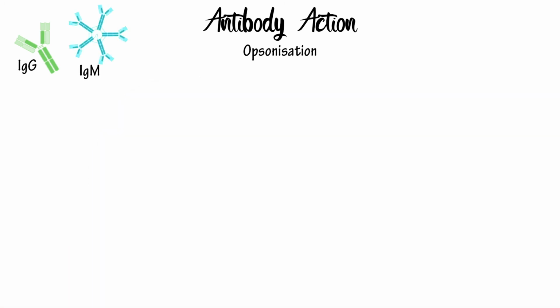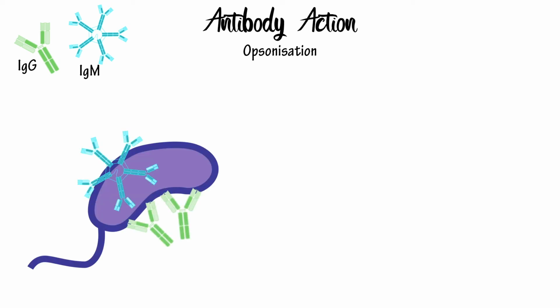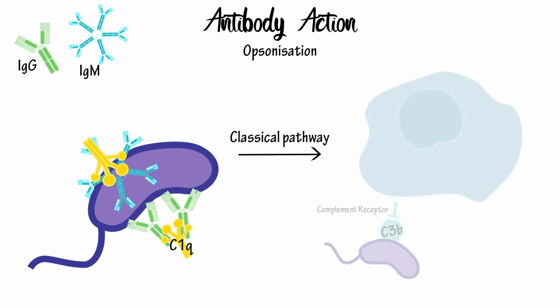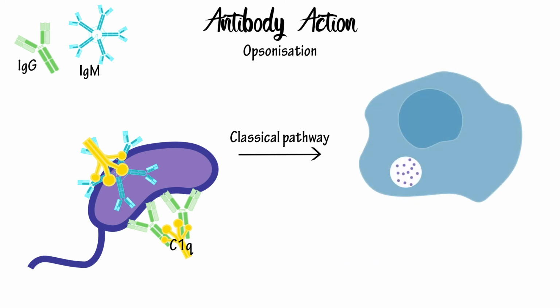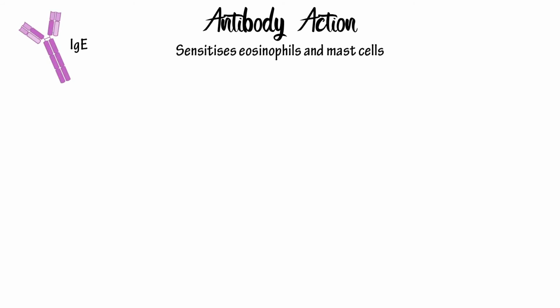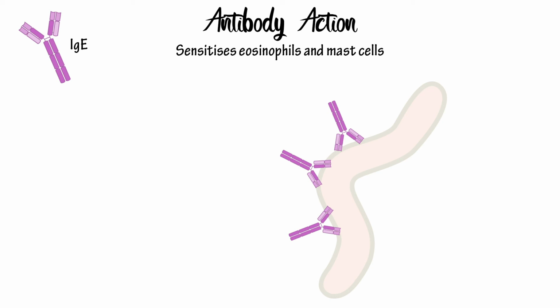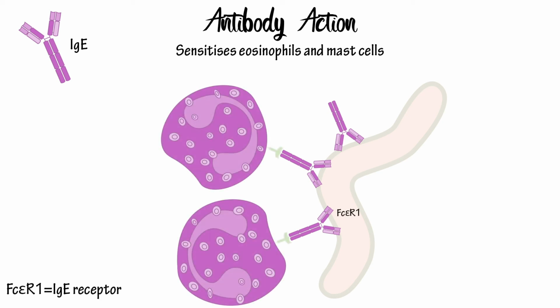IgG and IgM also activate the classical pathway of the complement system. They bind to the pathogen and recruit the C1q complement protein, which binds to the antibody's constant region, eventually leading to C3b recruitment and phagocytosis. As we've said before, IgE should trigger you to think eosinophils. It binds to parasites which sensitize eosinophils to the area. Eosinophils bind to IgE via their Fc epsilon receptor 1, and eosinophils release their granules to destroy a parasite.